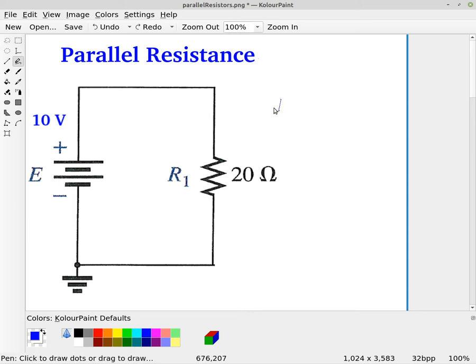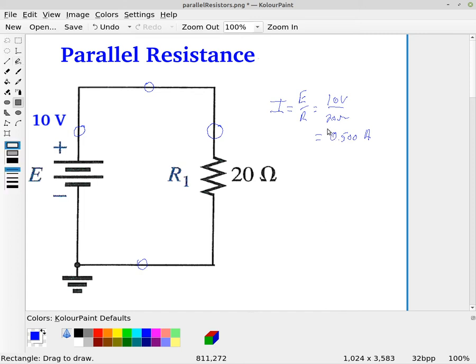So using Ohm's law, we can determine that the current through this circuit is the voltage divided by the resistance, which is of course 10 volts divided by 20 ohms, which is 0.500 amperes. Okay. So now remember, this is a series circuit, so if we were to put the current meter here, or here, or here, or even down here, we're going to be reading that same current.